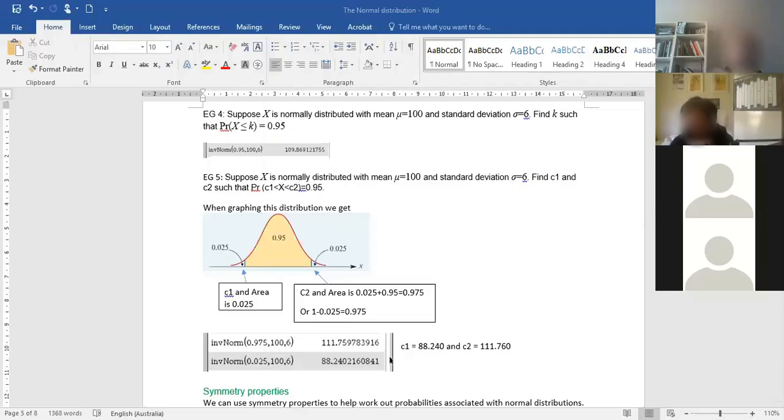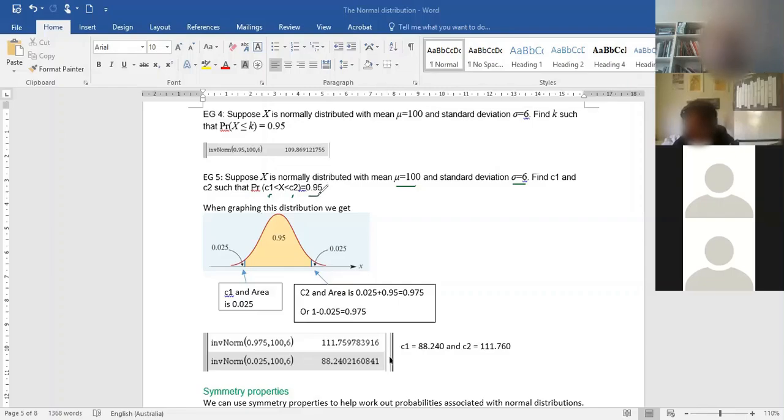All right, now that you've seen both the normal and the inverse normal, and you understand why we're doing it, let's have a look at example 5. It says, suppose X is normally distributed with a mean of 100 and a standard deviation of 6. Find C1 and C2 such that the probability of X is between C1 and C2 has to equal 0.95.